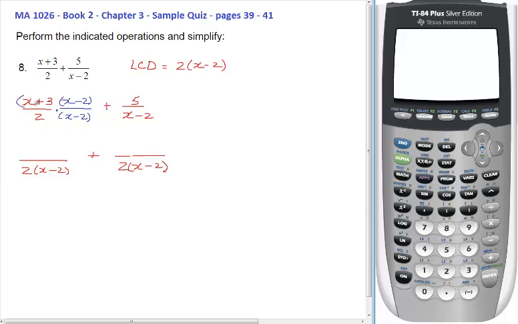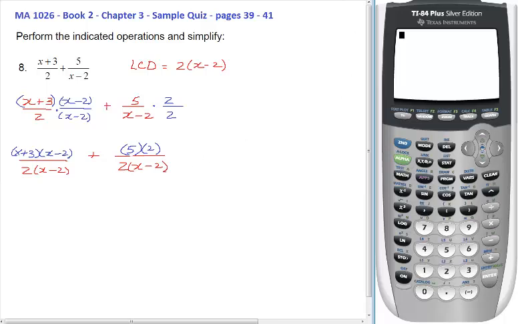Now the numerator will be a binomial, x plus 3, times another binomial, x minus 2. Now go to the next one. What do I multiply this one by to get that? I can see I need to multiply it by 2. So if I multiply the bottom one by 2, I must multiply the top by 2. And that will be simply 5 times 2 in the numerator here.